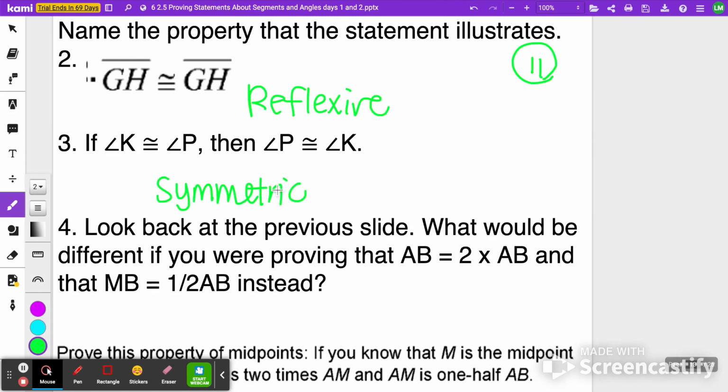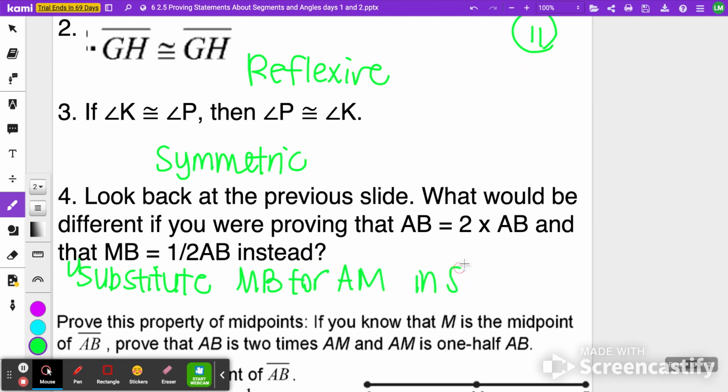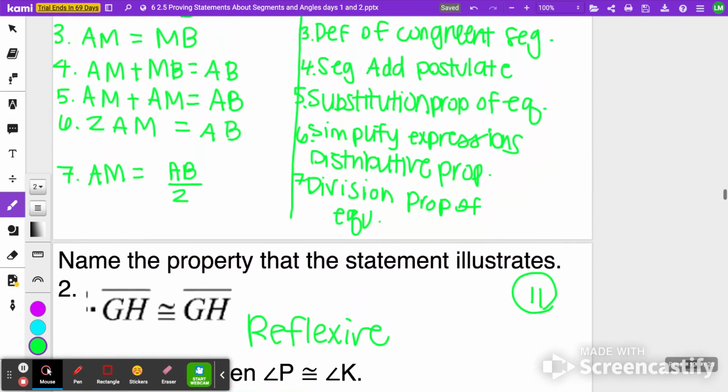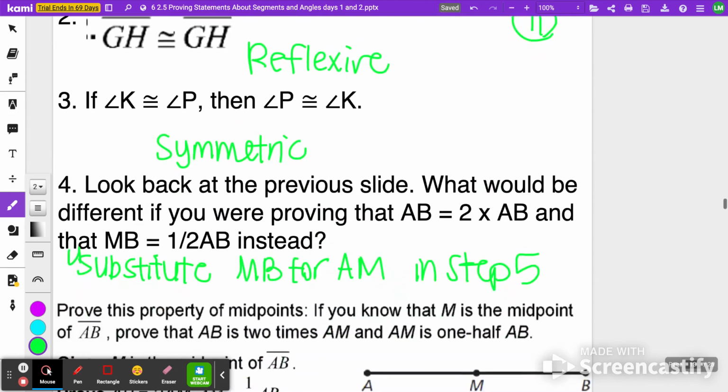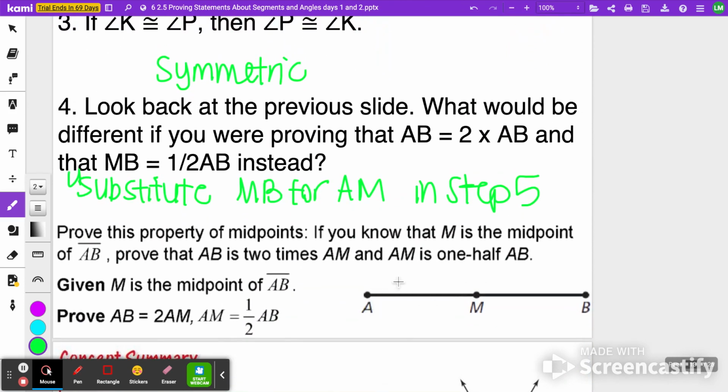Okay, looking back at the previous slide, what would be different if you were proving AB is equal to 2 times MB and that MB is 1/2 of AB instead? The only thing different is that we would substitute MB for AM in step 5, because if you look at step 5, that's where you're proving 2 AMs equal to AB. So we would just change MB for that, so you can prove that MB is equal to half of AB. Okay, and there was just the picture of the proof given there.